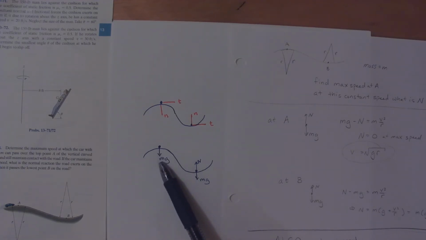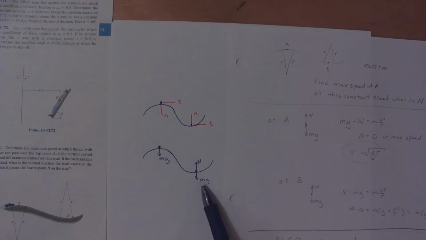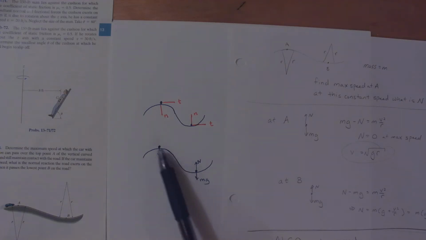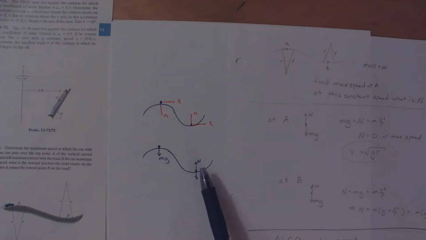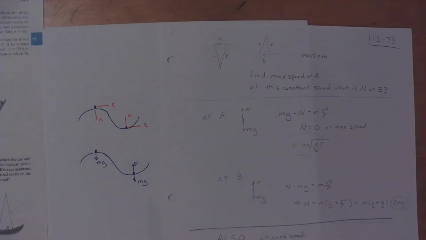So we have a force of gravity pointing downwards at point A. We have a force of gravity pointing downwards at point B. At point A, we have no normal force because we're going as fast as we can, but just barely maintaining contact with the road. So if we went any faster, we would fly off the road, so the normal force is going to zero at the max speed. At the lowest point on the road, however, we do have a normal force.